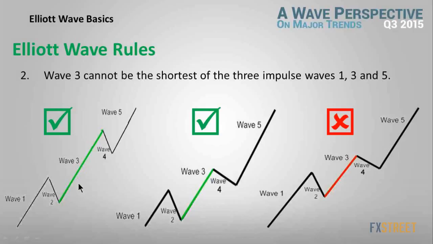The second rule is that wave 3 cannot be the shortest wave among waves 1, 3, and 5. That's why the leftmost diagram can be labeled a valid count, because wave 3 is longer than waves 1 and 5. Also, the diagram in the middle is valid because even though wave 5 is longer than wave 3, wave 3 is longer than the first wave. And finally, the rightmost diagram is invalid because wave 3 is shorter than both wave 1 and wave 5.